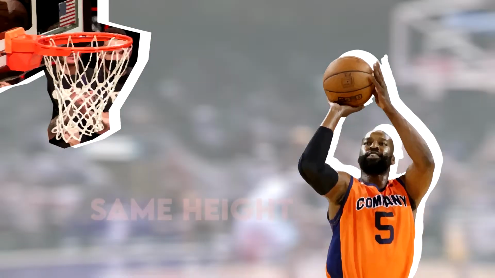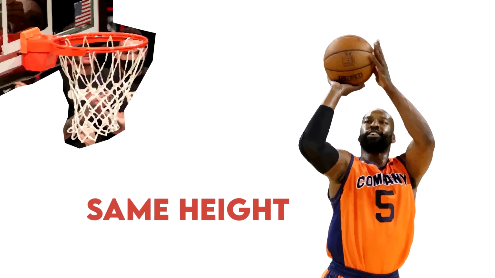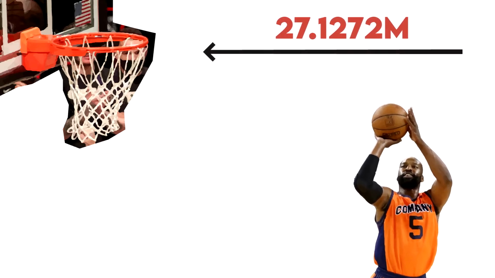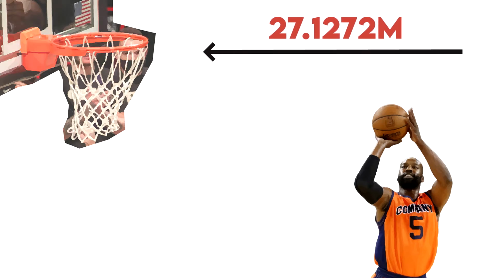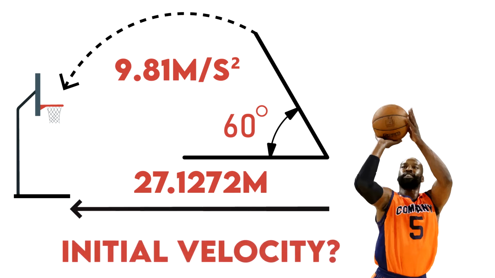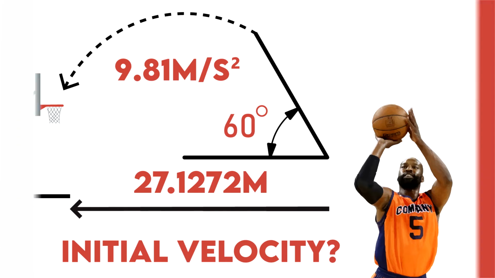Given that the initial position of the ball and the ring is at the same height, the range of 27.1272 meters, which is equal to the 89 feet reported by the NBA, and an estimated angle of 60 degrees, as well as the gravitational acceleration, which is 9.81 meters per second squared. What would be its initial velocity?